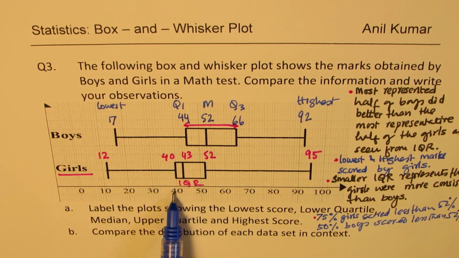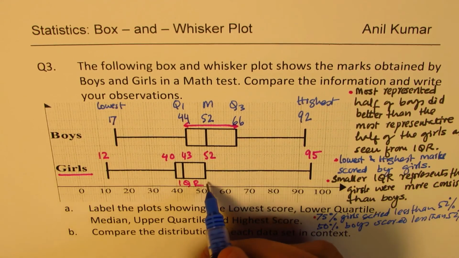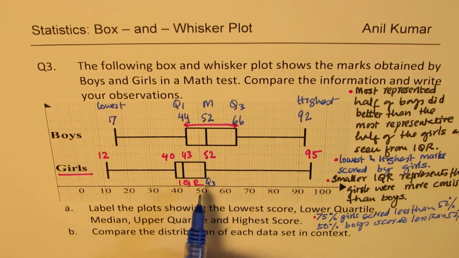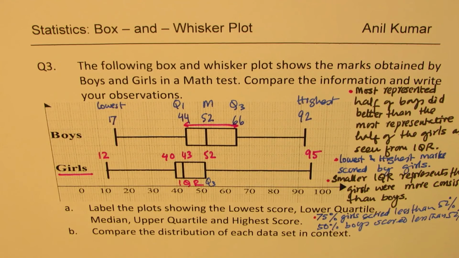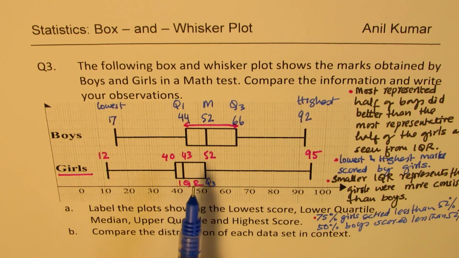On the other hand, 75%, because this is Q3 for girls, correct? So 75% of girls scored less than 52% marks, right? So that is very clear from here. So these are the kind of observations which you can make and explain from the given data, right?